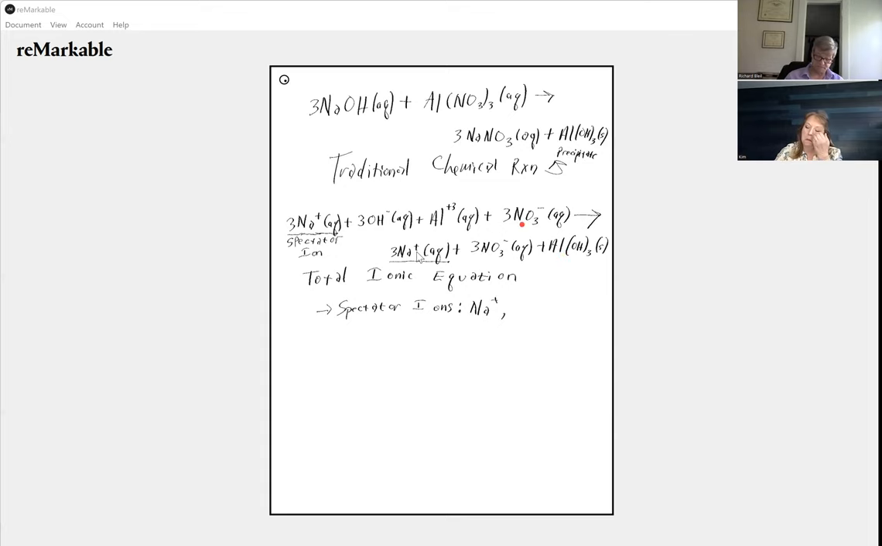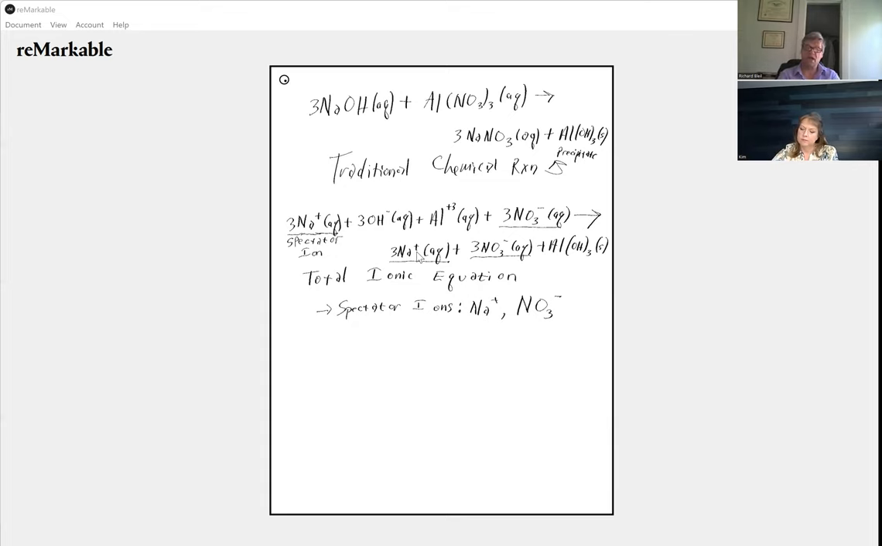What about nitrate? Is nitrate a spectator ion? Yes. You are absolutely correct. We have nitrate as aqueous ions on the reactant side and the same on the product side. They do not change. So our nitrates are similarly spectator ions.